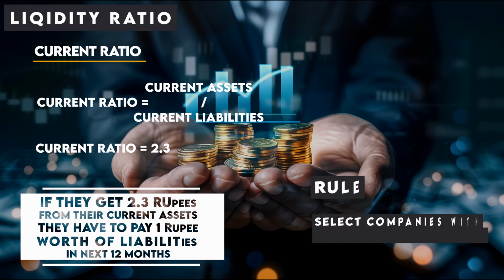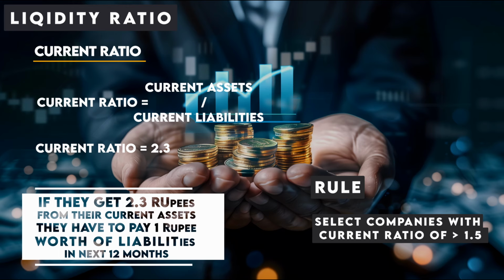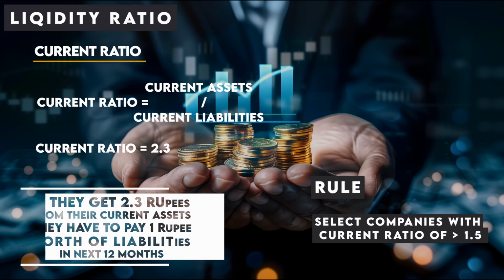Try to select the companies which have current ratio of more than 1.5. If current ratio comes below 1, it means the company doesn't have the money to even pay their loans, so we should stay away from such companies. Higher the current ratio, better the financial health of the company.